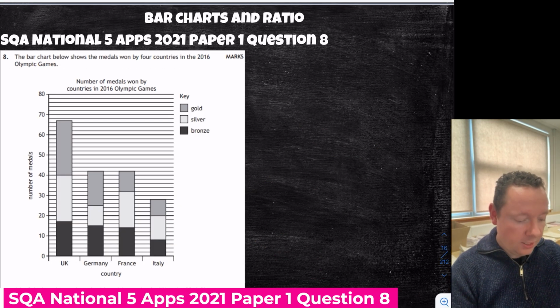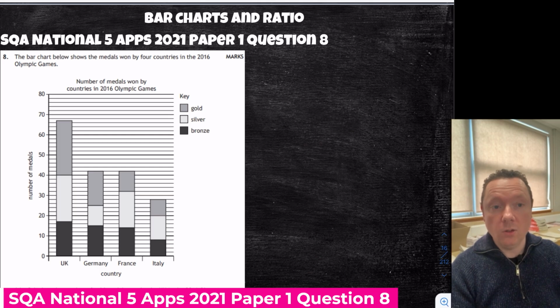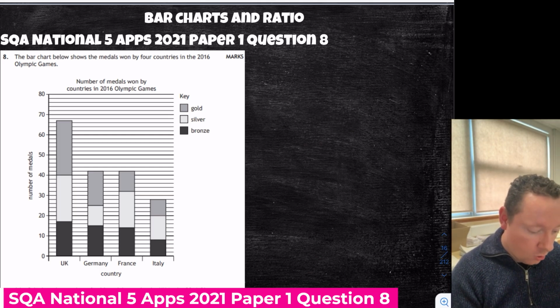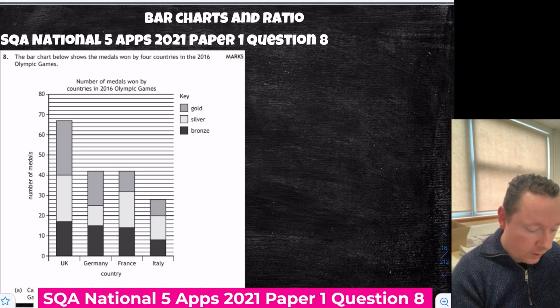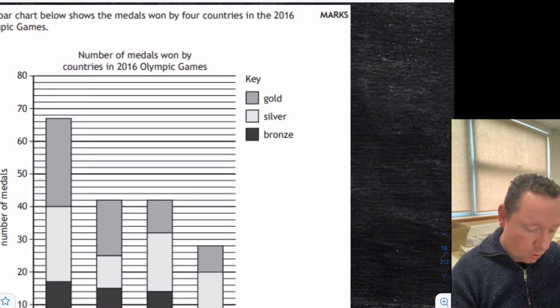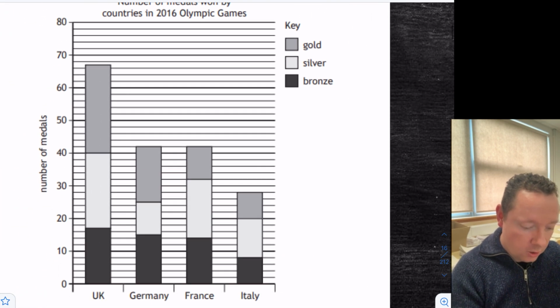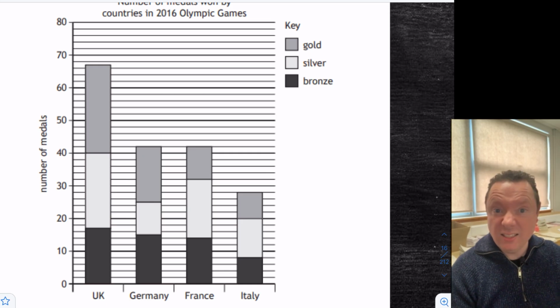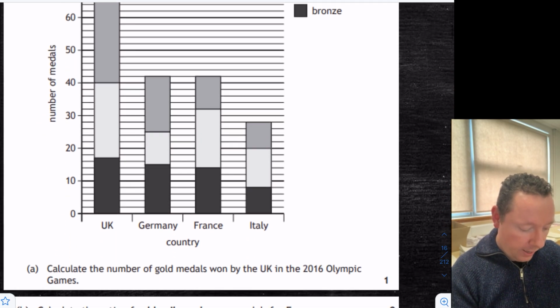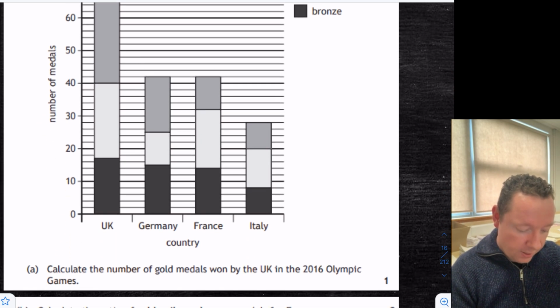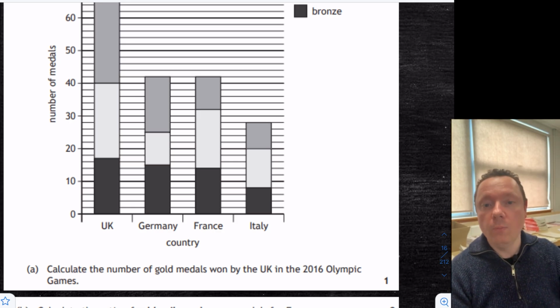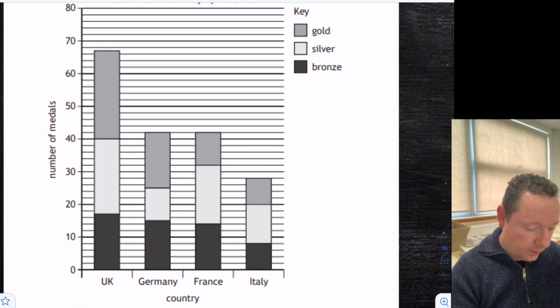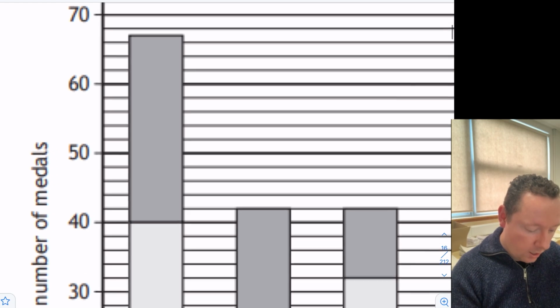Bar charts and ratio. SQA National 5 Apps 2021 Paper 1 Question 8. The bar chart below shows the medals won by 4 countries in the 2016 Olympic Games. So we've got gold, silver, bronze shown on the bars by these different shadings, I suppose. And part A says calculate the number of gold medals won by the UK in the 2016 Games. So 2016 Games for UK is here. I need the gold. So we're starting at 40.